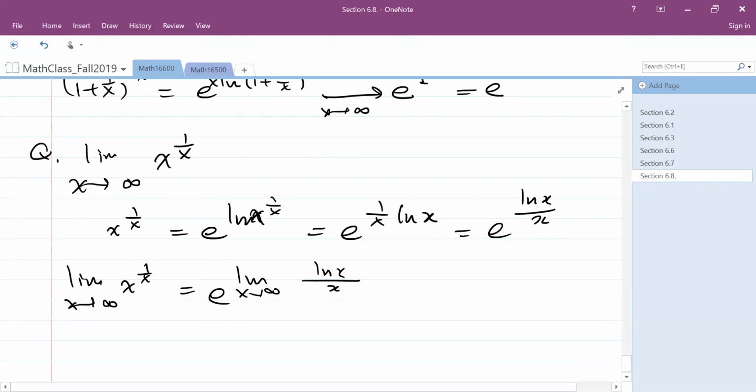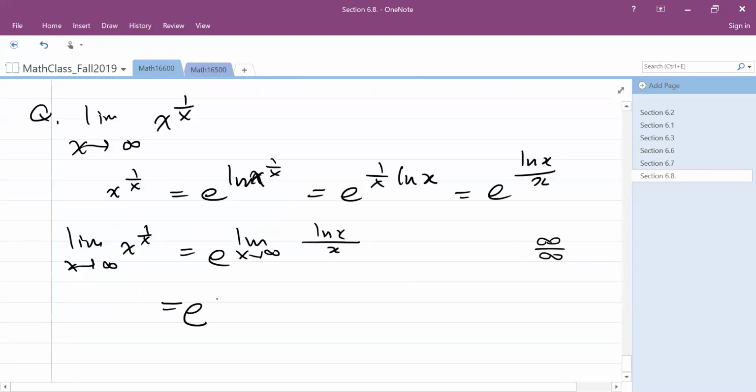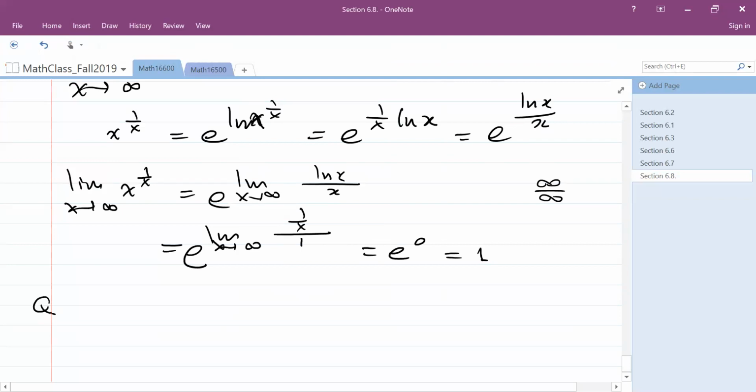But now the limit is of the infinity over infinity type. So you always put that x approaches infinity, natural log x over x, and clearly the limit is going to be 0. So it's going to be e to the 0, which is 1, not e. Right? So the limit is 1. It's not e.